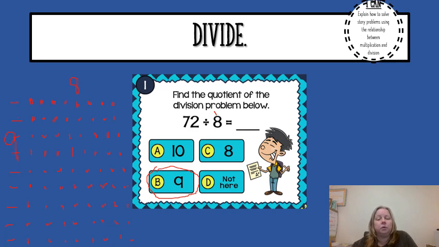B. Don't be fooled when you see one that says not here, because a lot of people think, oh, well, I've never seen that very much, so it must be the right answer. Always be careful. Always count it out. All right, moving right along.